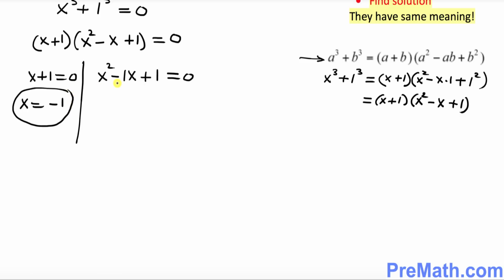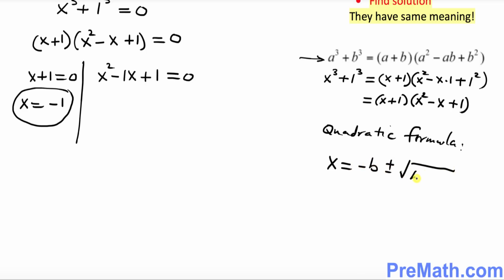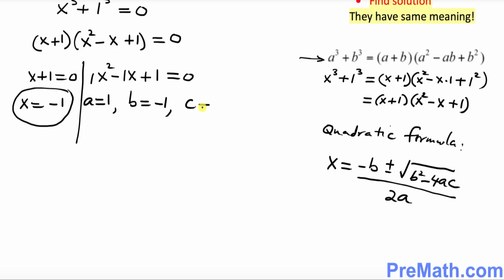And here we're going to be using the quadratic formula. So what is our quadratic formula? I'm going to write it down. The quadratic formula is x equals minus b plus or minus the square root of b squared minus 4ac, everything divided by 2a. In this case, a equals 1, b equals negative 1, and c equals 1.